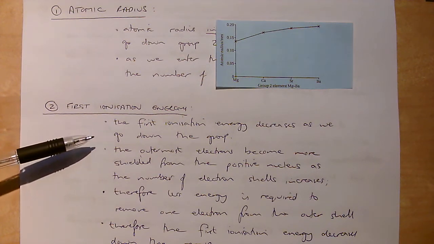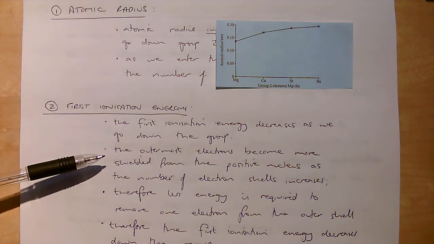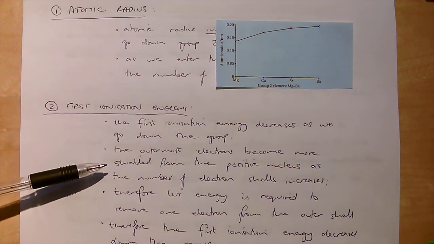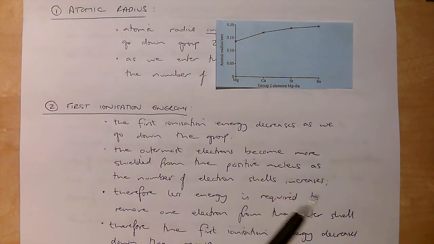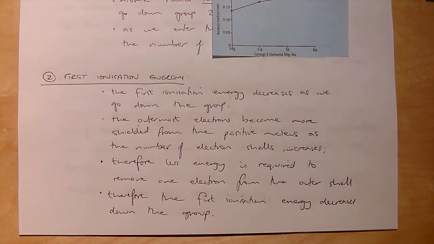So first thing to note then is that the first ionization energy decreases as we go down the group. This is because the outermost electrons become more shielded from the positive nucleus as the number of electron shells increases. Therefore, less energy is required to remove 1 electron from the outer shell. So therefore the first ionization energy decreases down the group.